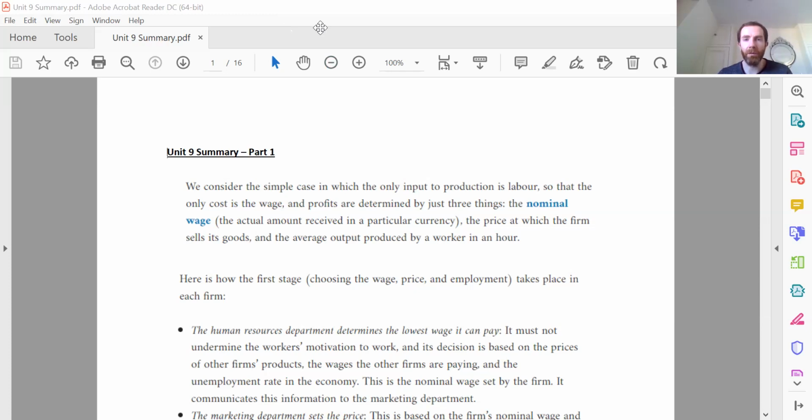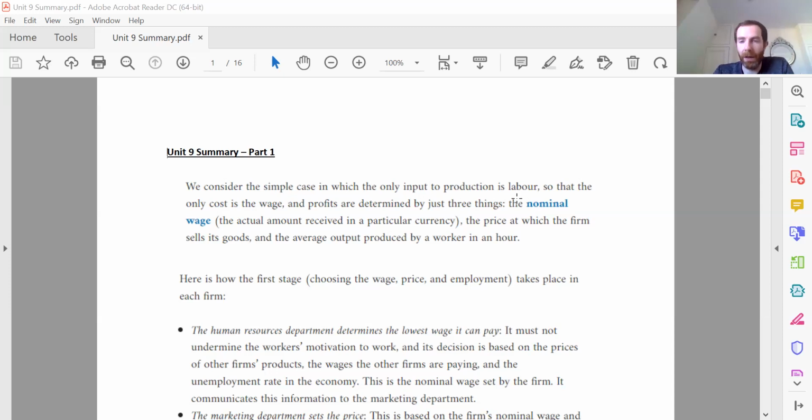So the first really key thing is this very, very important assumption that we make, which is we're only considering a case where firms have only one input to their production, which is labor. So we ignore any capital or other factors of production, and we assume that the only thing a firm needs in order to produce its output is labor.